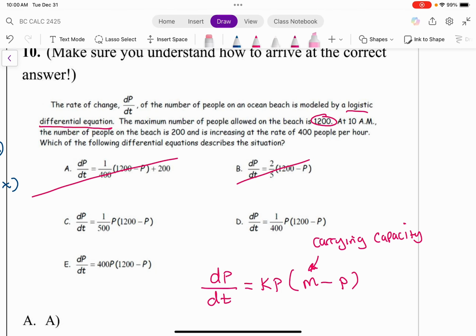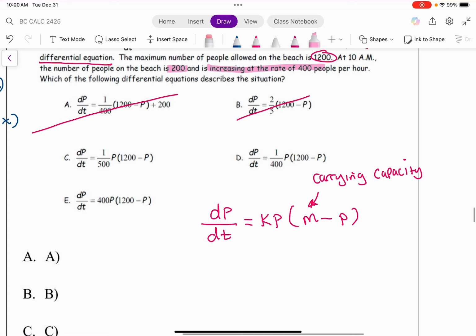It's this information here that says that at 10 a.m. the number of people on the beach is 200 and is increasing at a rate of 400. If we turn that into calculus language, increasing at a rate of 400 people per hour means dp/dt is 400 when the number of people on the beach is 200, so when p equals 200. So what we've got to do is plug in 200 for p into each of these and see which one of them gives us 400.